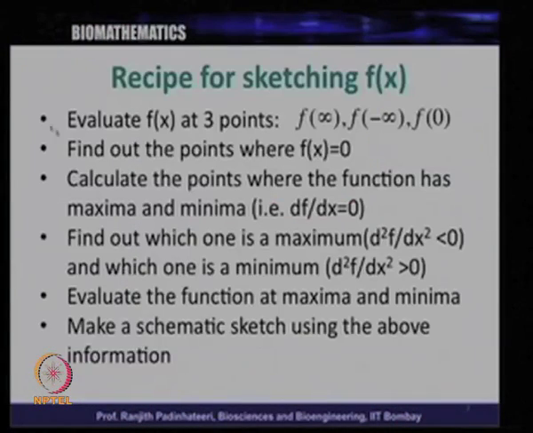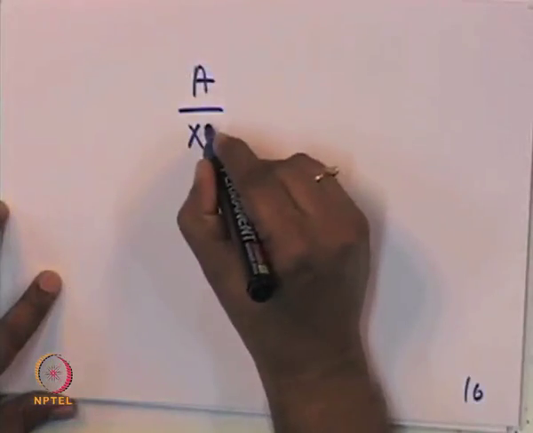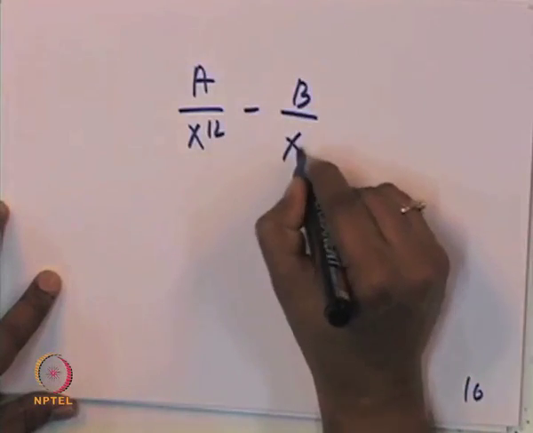We will quickly go through this protocol and try and plot this function, but you should take it as an assignment yourself and try and plot it yourself, following the protocol that we described. But let us just quickly go back to the protocol and then see how we plot it. The protocol says the first step is to evaluate the function at 3 points: at infinity, at minus infinity and at 0. So, let us start doing it. Our function here is a by x power 12 minus b by x power 6.